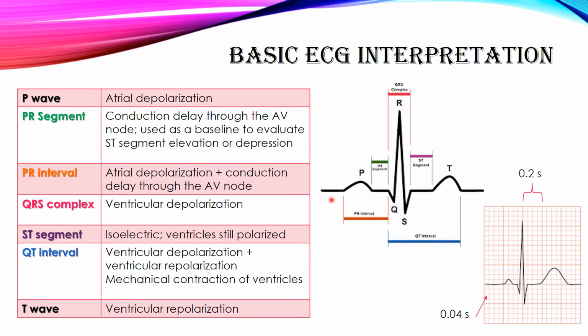A basic ECG has the following: a P wave, a QRS complex, as well as a T wave. The P wave tells us about atrial depolarization, the QRS complex tells us about ventricular depolarization, and the T wave tells us about ventricular repolarization. We also notice a PR segment, ST segment, PR interval, as well as QT interval.